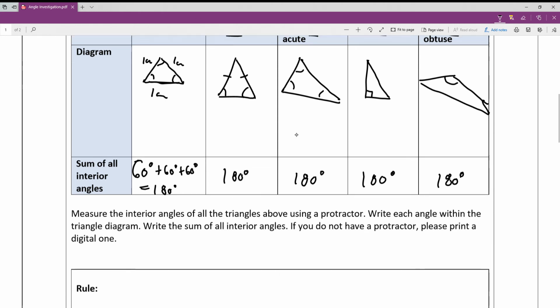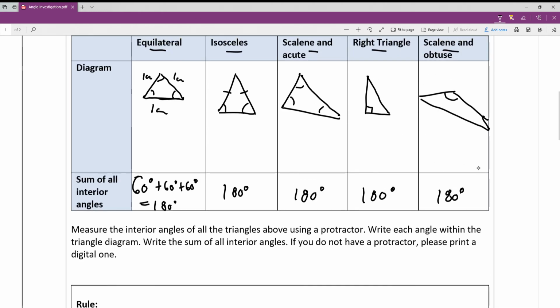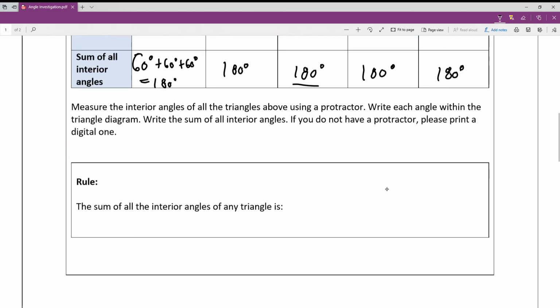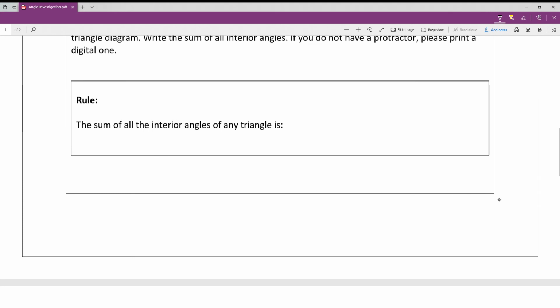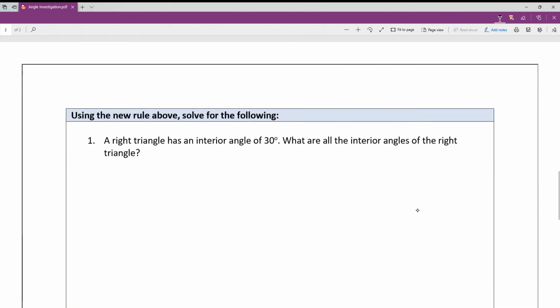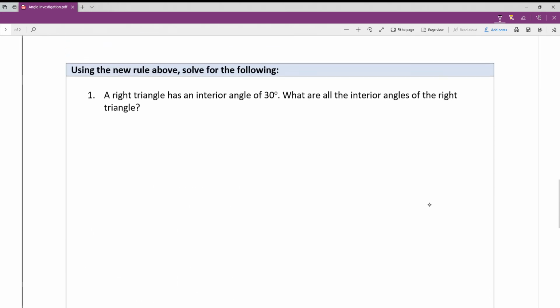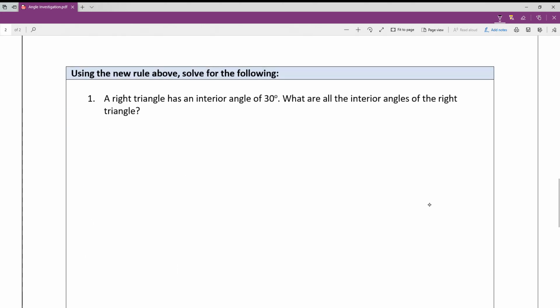So you might notice a pattern here that the sum of all the interior angles, so if you add angle 1, 2, 3 of any triangle, you get 180 degrees all the time. So we're going to write down a general rule. The sum of all the interior angles of any triangle is 180 degrees. Okay, first part is complete. Excellent. Now what we're going to do is use our new rule and apply it in this problem.